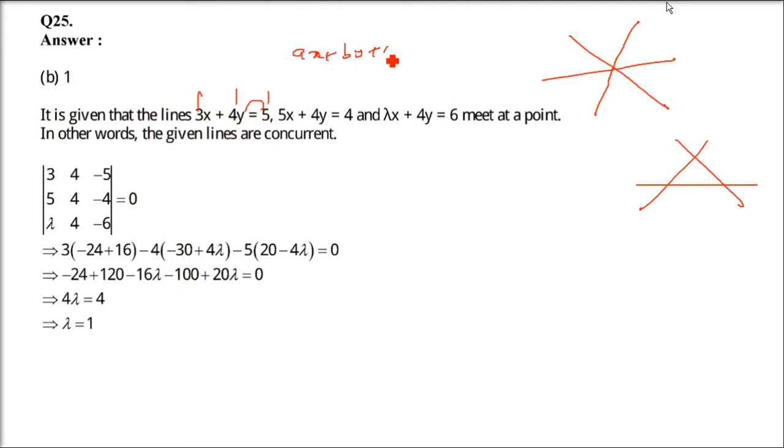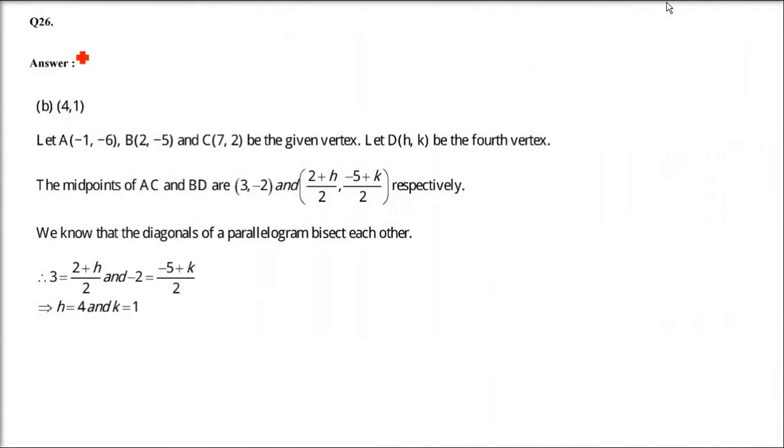So if we assume it to be ax plus by plus c, so 3 is a, 4 is b, and 5 I am taking on the left hand side, so minus 5 is the c. Similarly for the other line, and similarly for the third line. So 3x plus 4y minus 5, 5x plus 4y minus 4, and lambda x plus 4y minus 6. So lambda will come as 1. Just put the determinant as 0. This is the logic. I hope you will be able to find out the determinant.